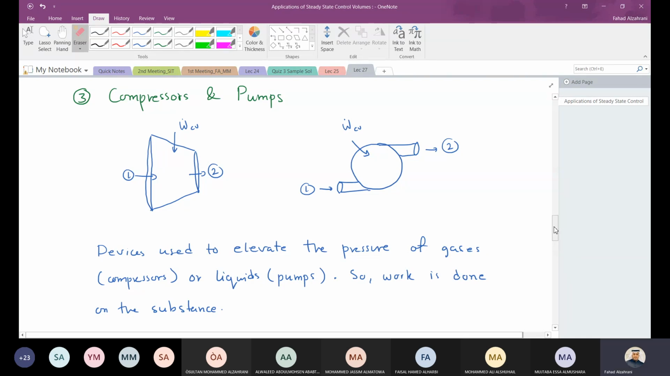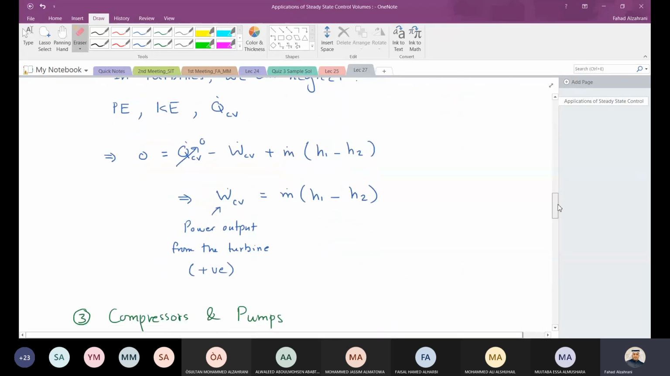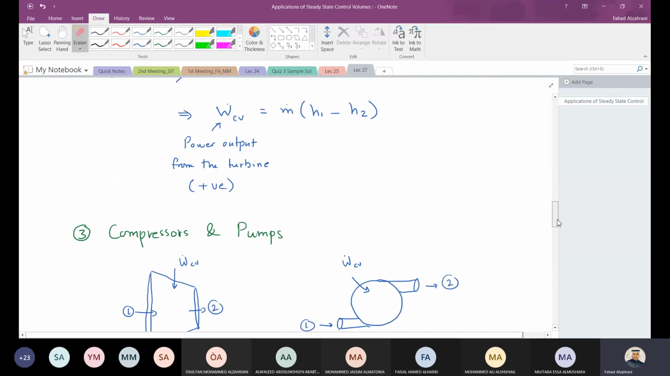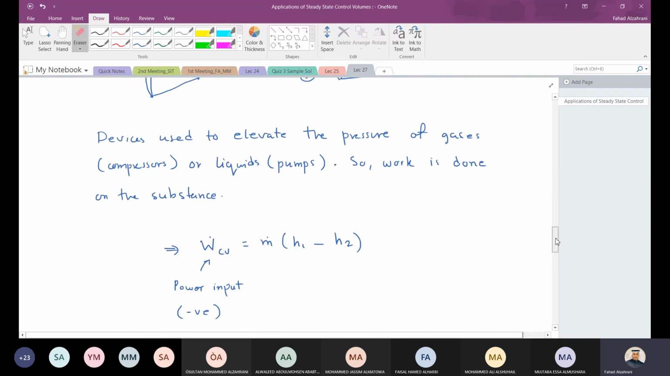Okay, so if we apply a similar balance as the turbine here, we're going to neglect potential energy, kinetic energy, and heat transfer. We're going to end up exactly with the same equation for the energy balance. However, the difference here, guys, is that my power here is input power. So if you need to use it in the equation, you need to put it as a negative. Or when you do the calculation, you should expect the power input to be a negative sign. Okay, so this is regarding the compressors and pumps.